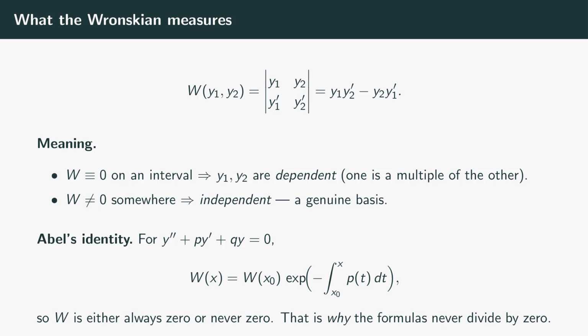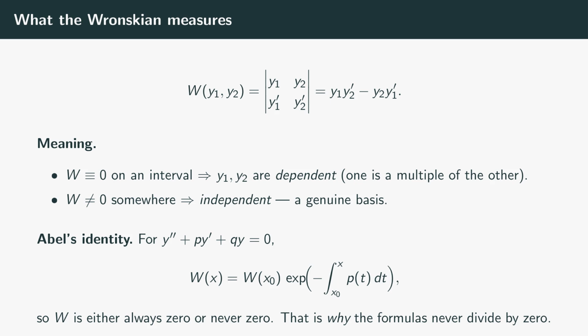Let's pause on the Wronskian itself because it is doing real work here. It is the determinant with y1 and y2 across the top and their derivatives across the bottom, equal to y1 times y2 prime minus y2 times y1 prime. What does it measure? Independence. If the Wronskian is identically 0 on an interval, the two functions are dependent. One is just a constant multiple of the other, and they do not form a real basis. If it is non-zero, they are genuinely independent.